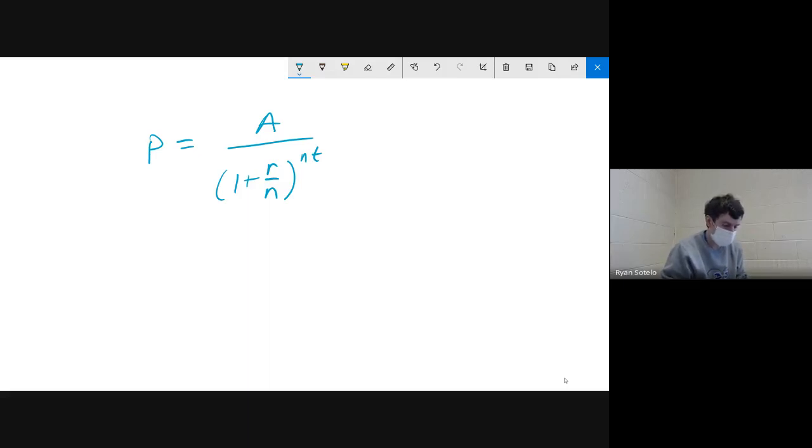P represents the present value, how much you initially invest. A represents the future value, how much you will have if you invest P right now and you wait that many years and it has that interest rate and level of compounding. So I'll give you a few minutes to try those and then we'll start again.